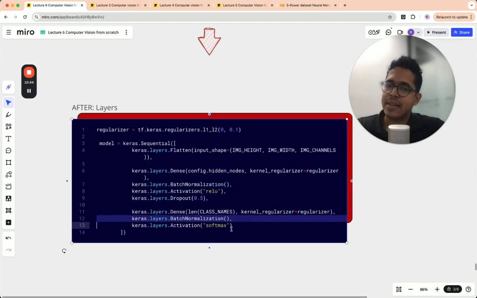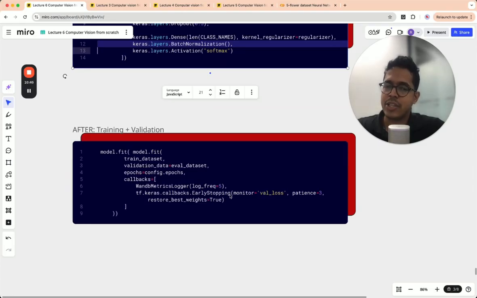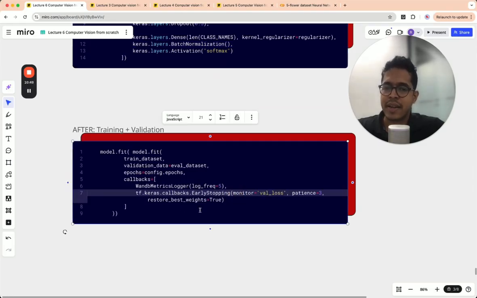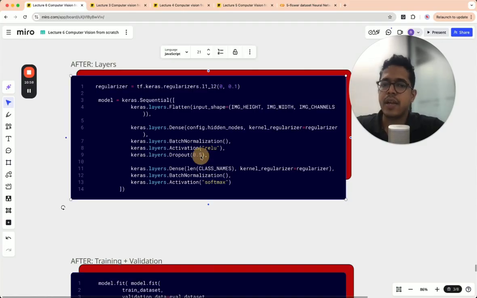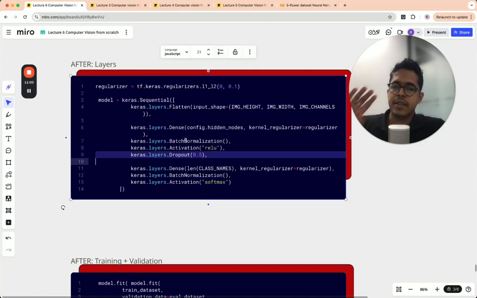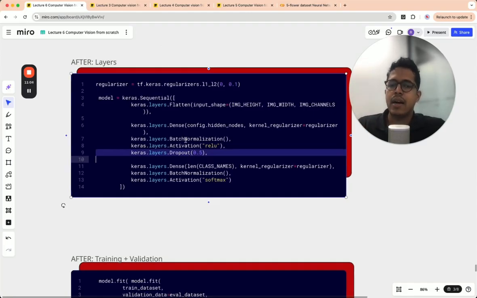And the last thing, we are performing early stopping. Early stopping is defined in this callback part, where the patience is defined to be 3. And we are also implementing dropout with p equal to 0.5. So with this code, we are implementing all the 4 things. And let's see what the output looks like.